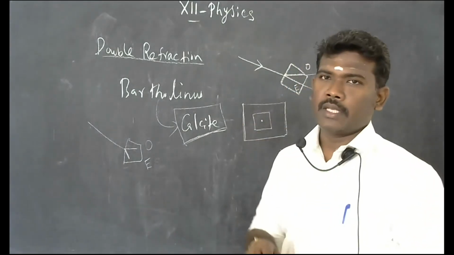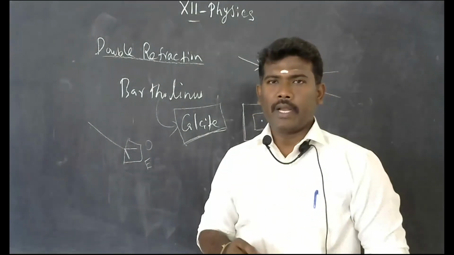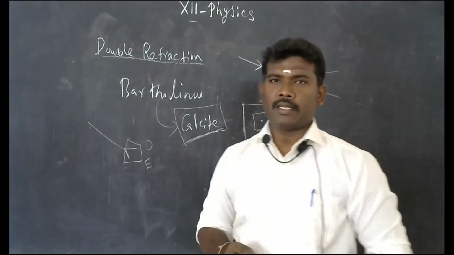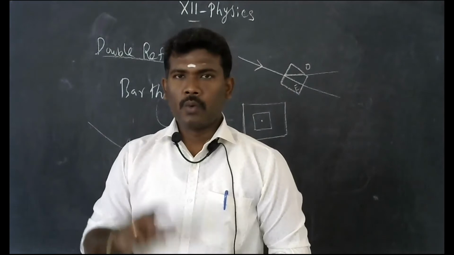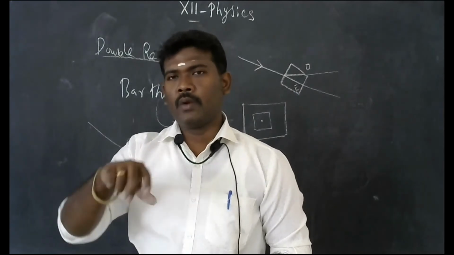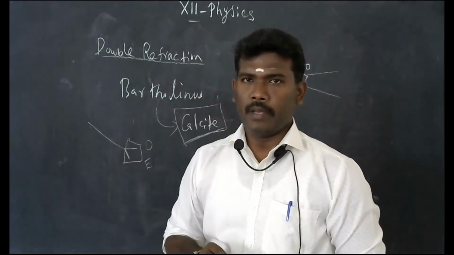We mark only one single point. If you rotate the crystal, we get two different images. One is a stationary image and another one is a rotating image. So one image rotates when you are rotating the calcite crystal and another one is a stationary image.